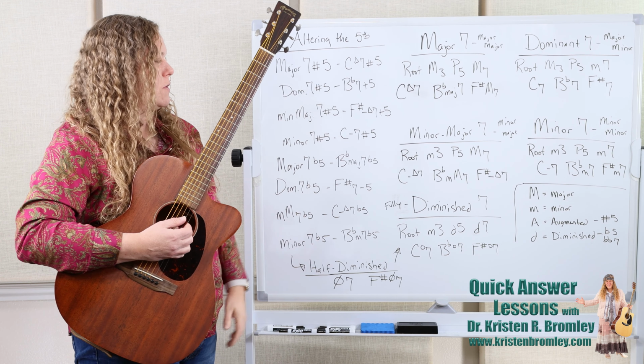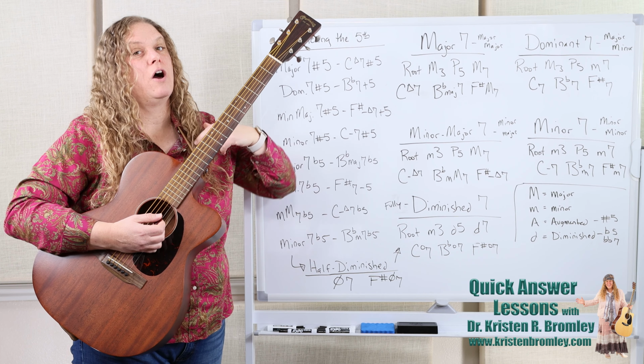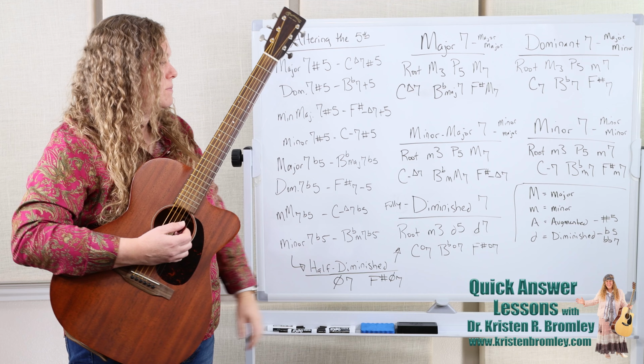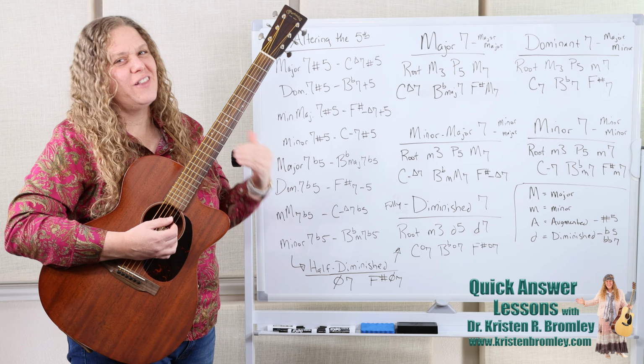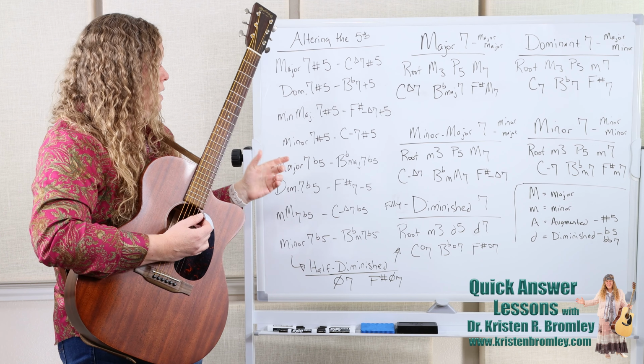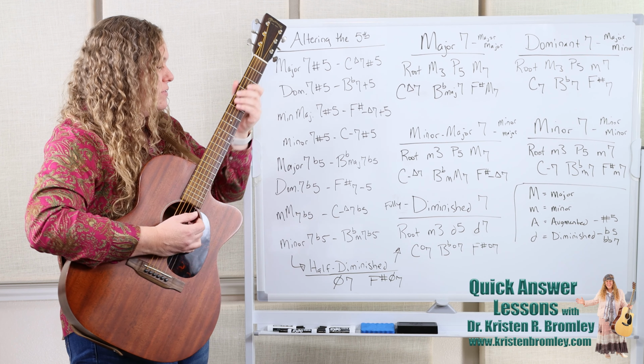So minor 7th with a sharp 5. So we can add that sharp 5 or the augmented 5th onto any of the 4 types of chords we have up there. We can also add the flatted 5th or the diminished 5th to any of those 4 chord types. So major 7 with a flat 5.